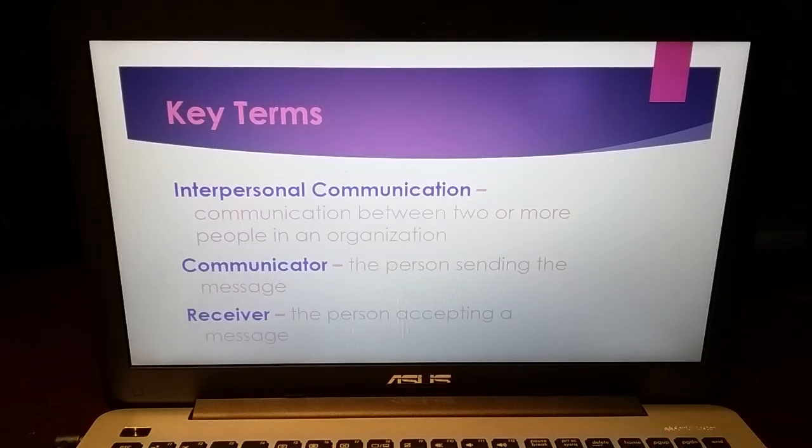Okay, so there's a couple of key terms we want to talk about: interpersonal communication, which is communication between two or more people in an organization. The communicator is the person sending the message, and the receiver is the person accepting the message.